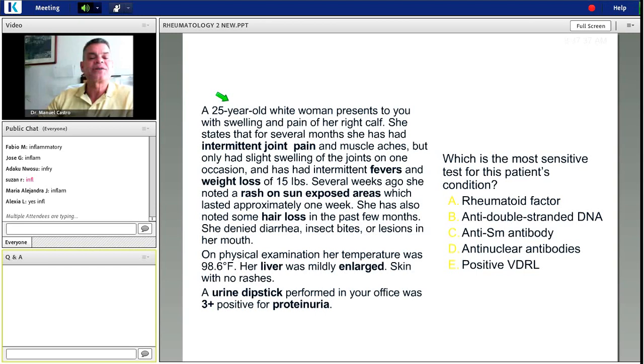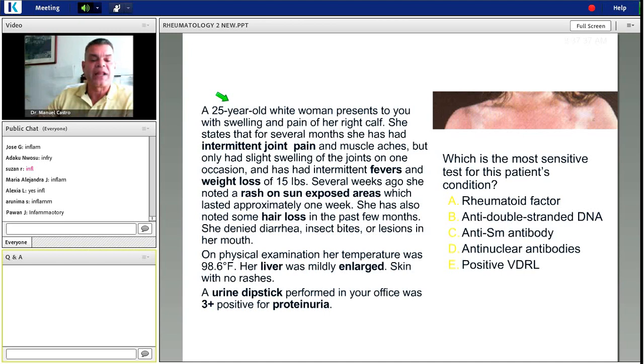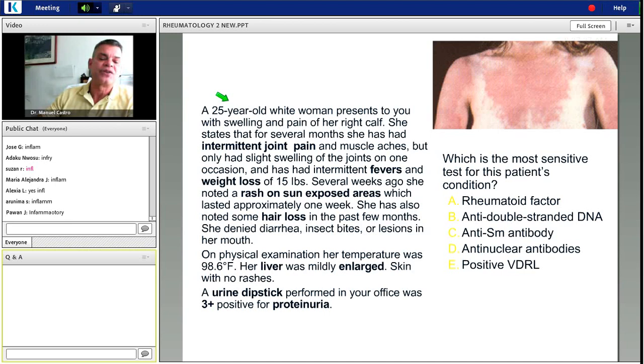Several weeks ago, she noted a rash on sun-exposed areas, which lasted approximately 1 week. What type of rash is this? What is that rash called? No, heliotrope rash is for dermatomyositis, okay? This is a photosensitivity rash, right? So this patient has a photosensitivity rash which lasted approximately 1 week.